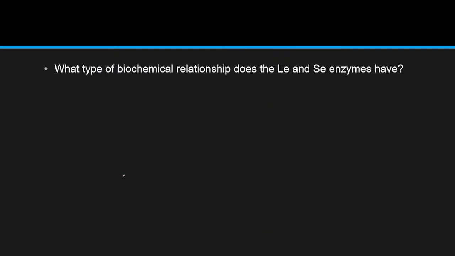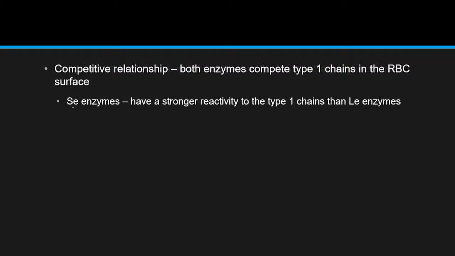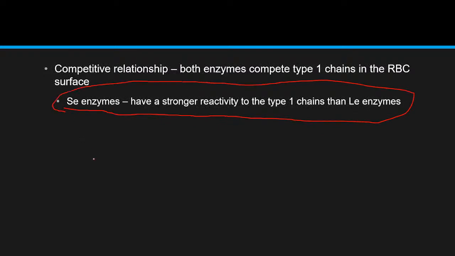Now, what type of biochemical relationship do the LE and the SE enzymes have? They have a competitive relationship with each other. SE enzymes have a stronger reactivity to type 1 chains than the LE enzymes. Okay? Both of them will compete for type 1 chains.